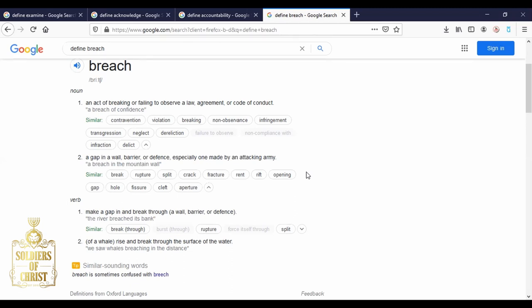A breach, as we just read in the definition and the synonyms, the split, the crack, we need to be able to repair the breach, the cracks, the split, the fracture in our lives. That is what we need to do. That's what this whole movement is about. Repairing the breach, the split, the crack, the fracture, the rent in our lives. In order for you to repair, you must identify those cracks. You must identify the breach.